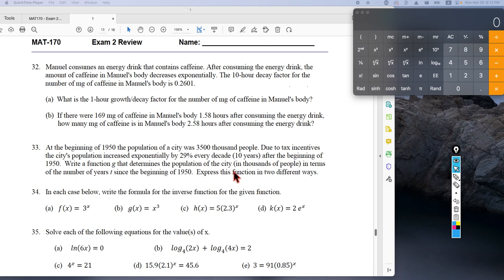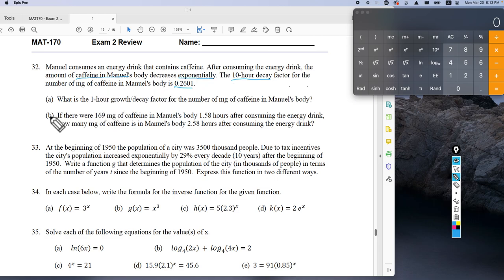Question 32. Let's see. We've got an exponential equation talking about the caffeine in Manuel's body, and it's decreasing. We're given a 10-hour decay factor of 0.2601. So what is the 1-hour decay factor? Since this is the factor, it's what we would multiply by for 10 hours.